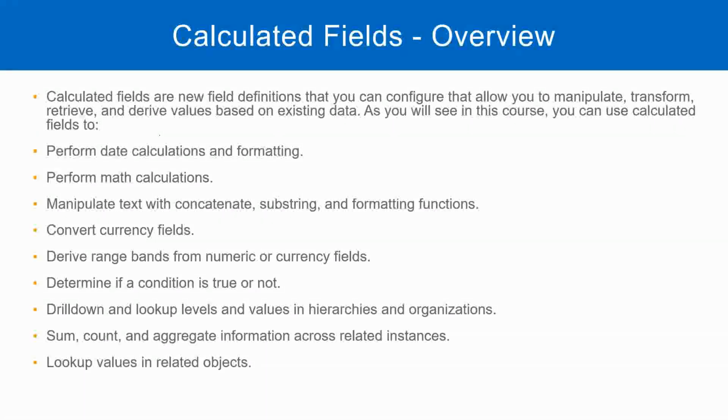So we can drill down and look up levels. Like, you know the top level organization. What is the organization? That is two levels and subordinate. You can find that out using calculated fields in hierarchies and organizations. And of course, you can sum, you can count, you can aggregate information across related instances. And you can look up values in related objects. You can look up the age of a dependent using a calculated field.